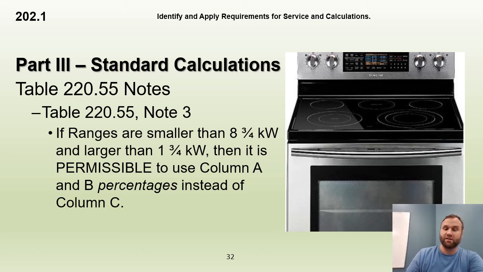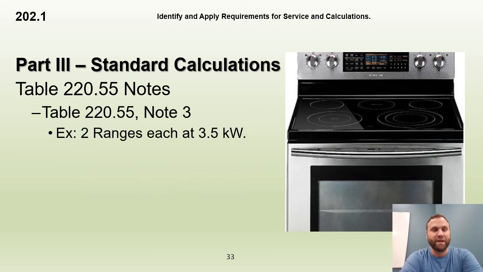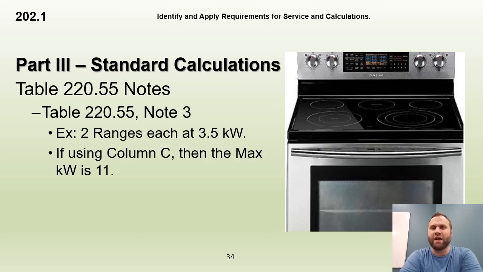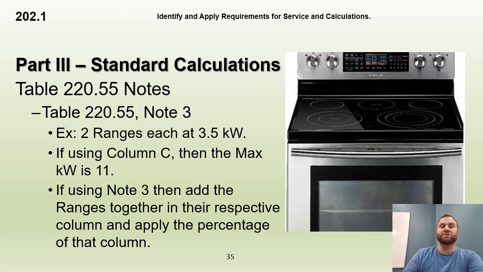For example, let's say we have two ranges, and each of those ranges are only 3.5 kW. If using column C, then the maximum kW is 11 kW. We find that for two ranges in column C. That's my maximum demand that I am expected to place on the service. Now, if I just use note number 3, then I add my ranges together in their respective columns and apply the percentage of that column.